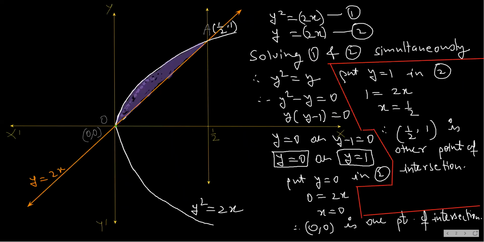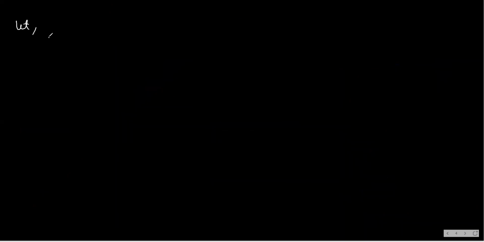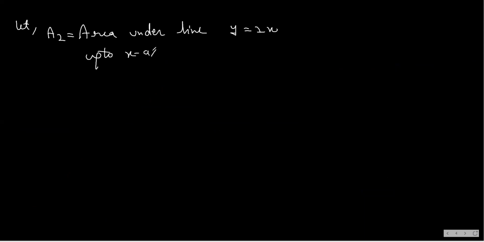Now I shall find out A2. What is A2? A2 is the area under the line y equals 2x. I will write here, let A2 equal the area under the line y equals 2x, up to the x-axis, bounded by x equals 0 and x equals half. The same interval, between 0 and half, but now it will be under the line.